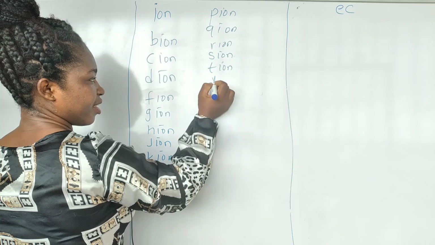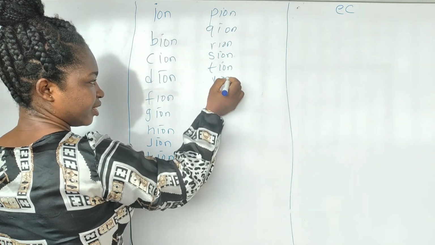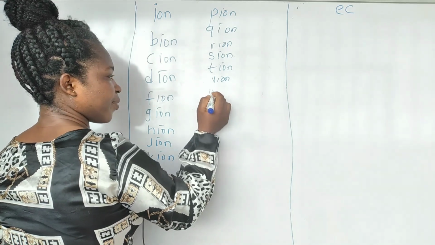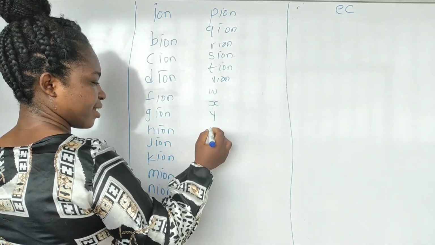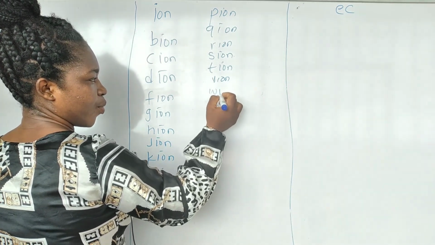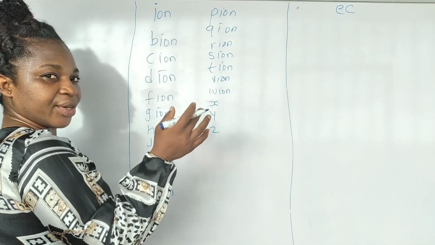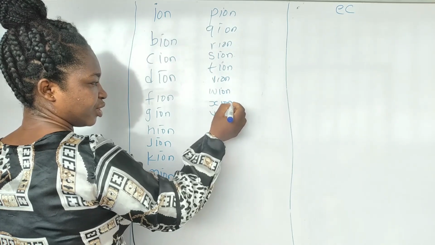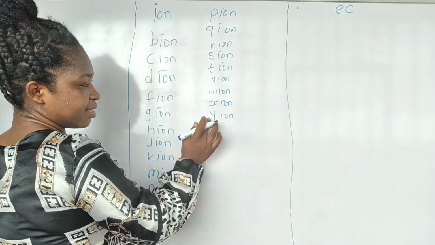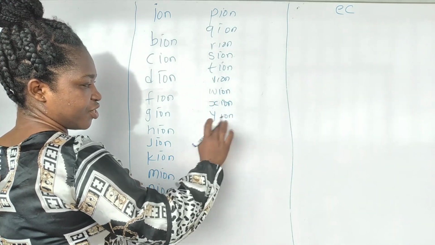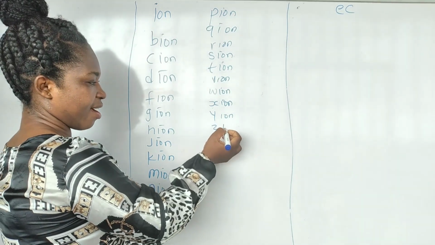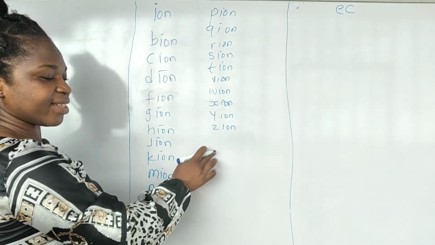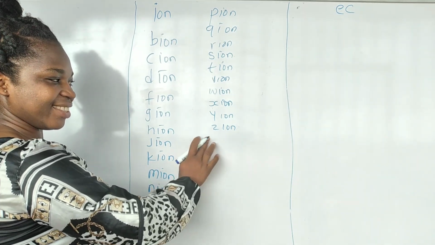We have V, Vion, Vion, Vion. And to W, X, and Z, we have Rion, Rion, Rion. This is the we sound. Rion. We have the Zion, Sion, Zion. This is the Yon, Yon, Yon. And now the Z, we have Zion, Zion, Zion. And it's equally called Zion.